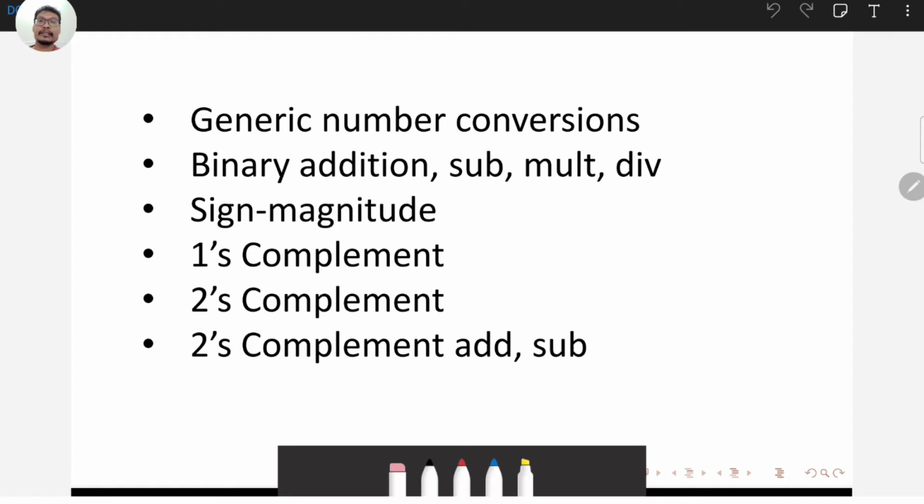We're going to cover generic number conversions, binary addition, subtraction, multiplication, division, sign magnitude, ones complement, twos complement, and then some arithmetic on the twos complement.